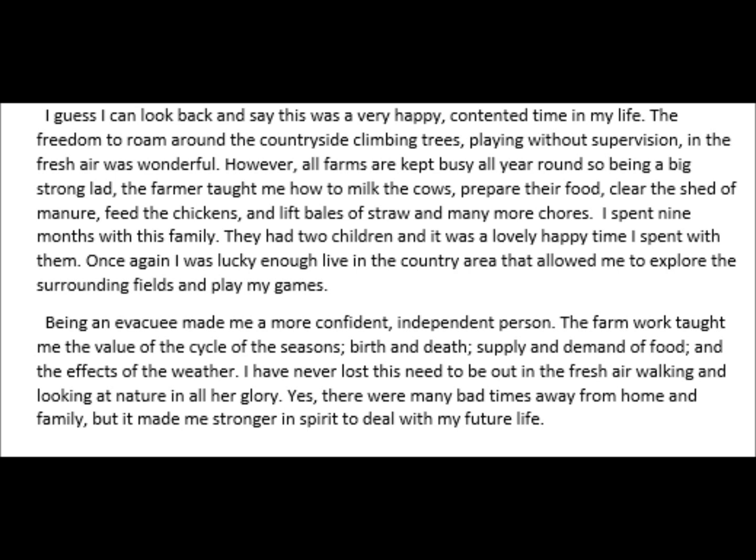The farm work taught me the value of the cycle of the seasons, birth and death, supply and demand of food, and the effects of the weather. I have never lost this need to be out in the fresh air walking and looking at nature in all her glory. Yes, there were many bad times away from home and family, but it made me stronger in spirit to deal with my future life.